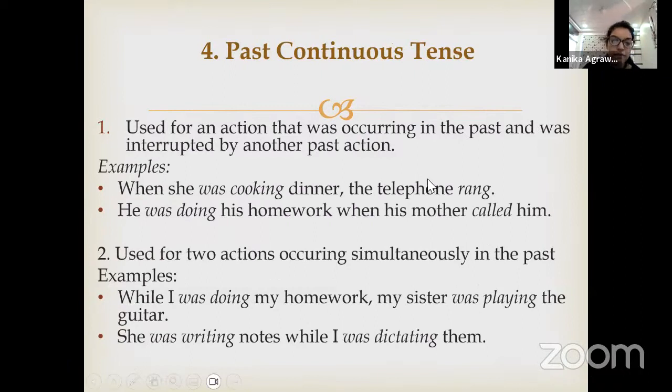First is that whenever you are doing something, that work is interrupted by another action in the past. First rule is that. Second rule is that two things are being occurred simultaneously in the past.